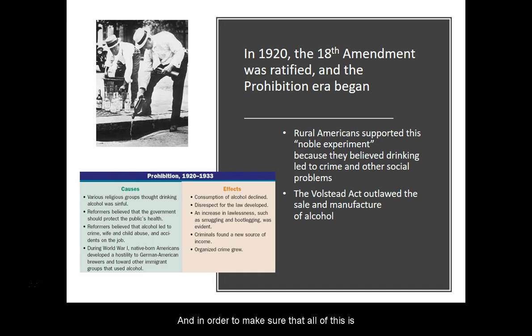And in order to make sure that all of this is enforced, we get the Volstead Act. And the Volstead Act is the act that is created to give the states the power to enforce the 18th Amendment. Because the constitutional amendment itself, while it does prohibit the production, sale, and transport of what they called intoxicating liquors, it doesn't really define what intoxicating liquors are, nor does it provide punishments for it. So, in order to enforce the 18th Amendment, we get the Volstead Act.